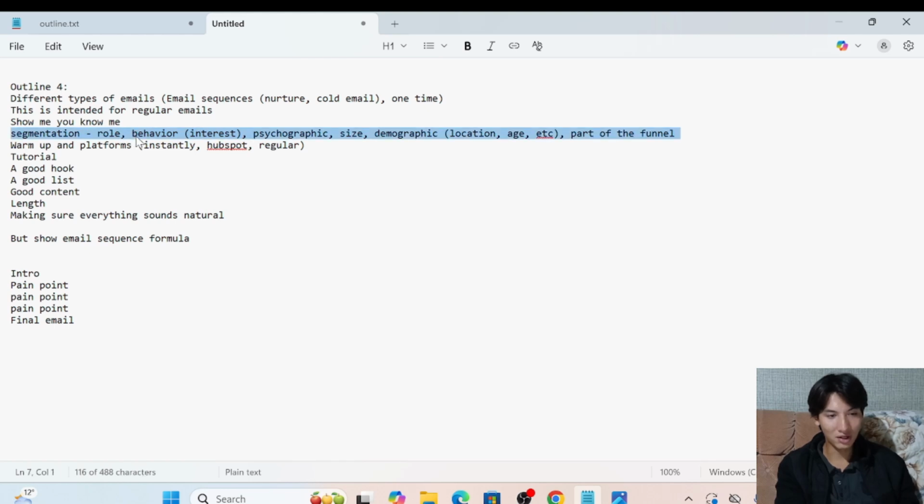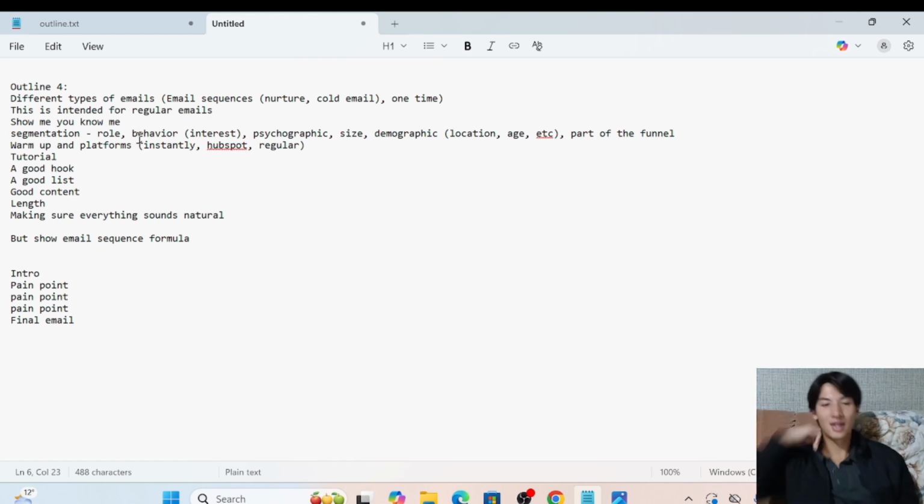Their behavior and interest, like how interested are they? Only send it to people who are really interested, because people who aren't interested will be less likely to buy. To measure interest, you can measure how much they engage with your marketing content, how much they commented, what stage of the funnel they're in, etc.